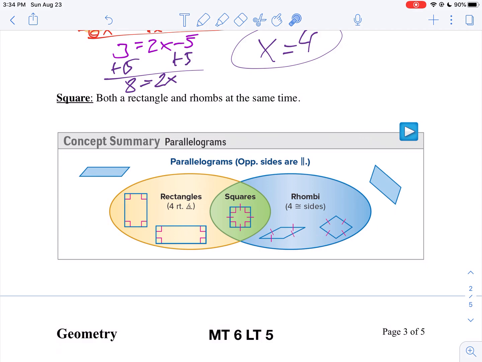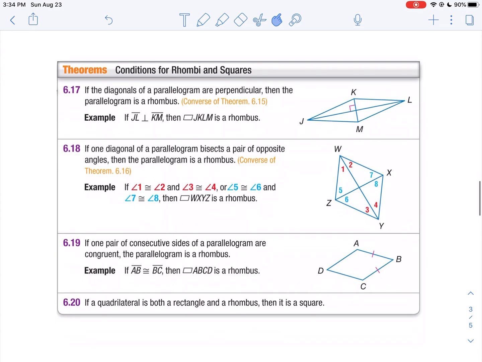Some are just plain old rectangles, or parallelograms. Said that backwards. Some are just parallelograms. Now we do have a few theorems we can use to show a shape is a rhombus or a square.